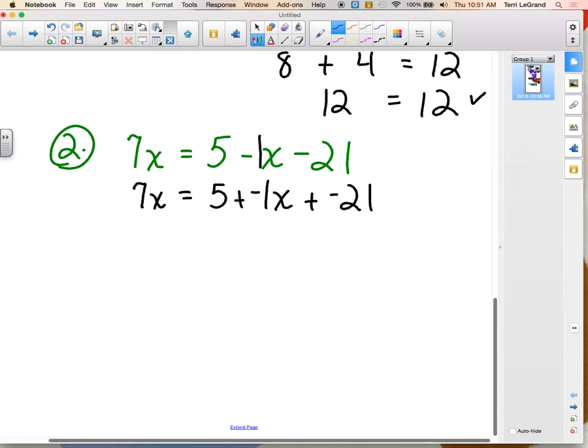Can this one be simplified at all? Yeah. Okay. What do you think we could do for a simplifying step? Combine, are there some like terms? Okay. What are the like terms in this one? 5 and negative 21, they're on the same side, right? This time it's the constants that are like terms, not the variable terms. So go ahead and get those put together.